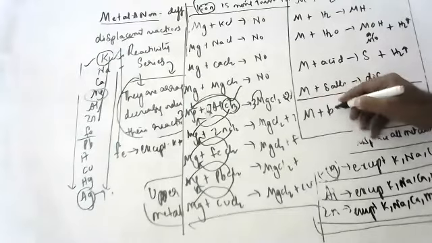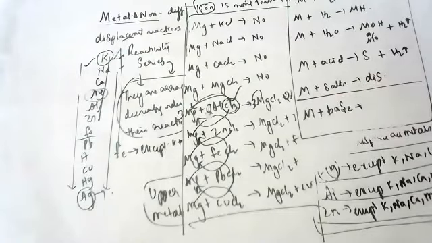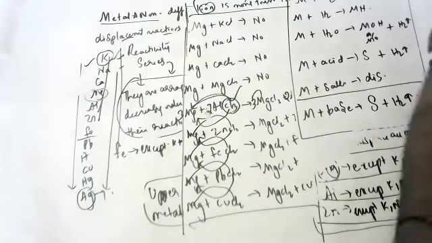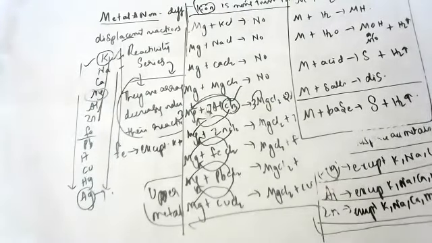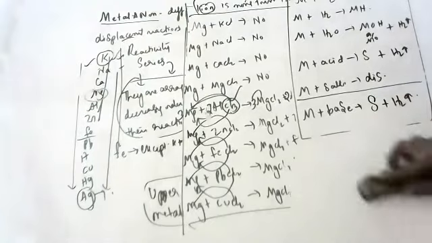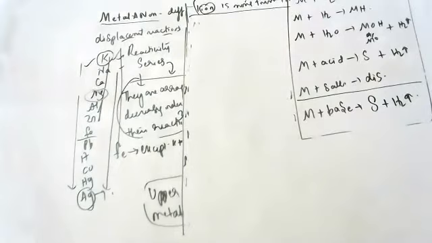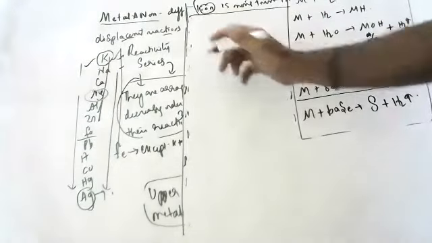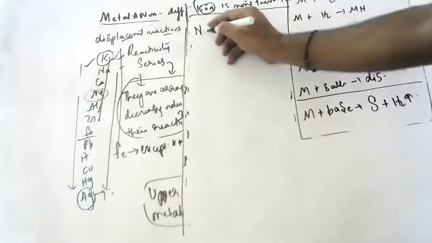Last one, children. Metal plus base. Metal plus base gives what? Salt plus hydrogen gas only, children. Metal plus base also gives salt plus hydrogen gas. I am writing this reaction here, children. Metal plus base gives salt plus hydrogen gas. So be very careful. Okay, children, let's see here. Metal plus base. Na.